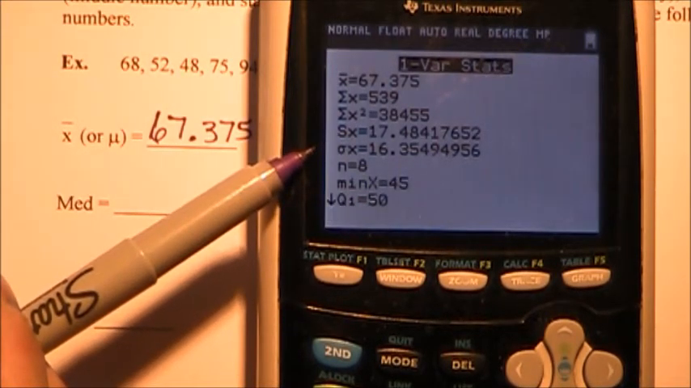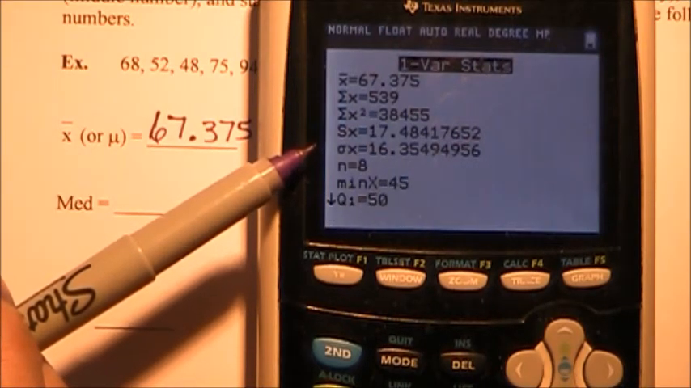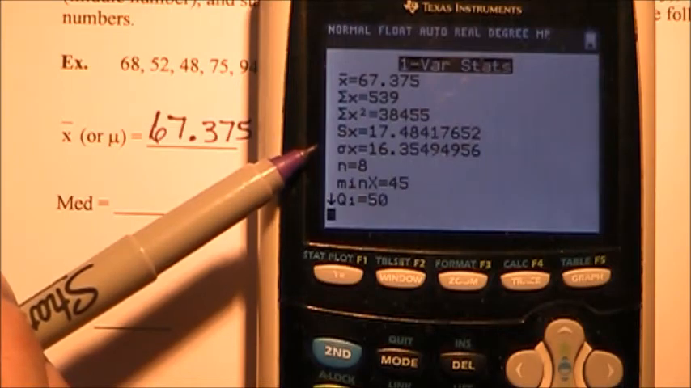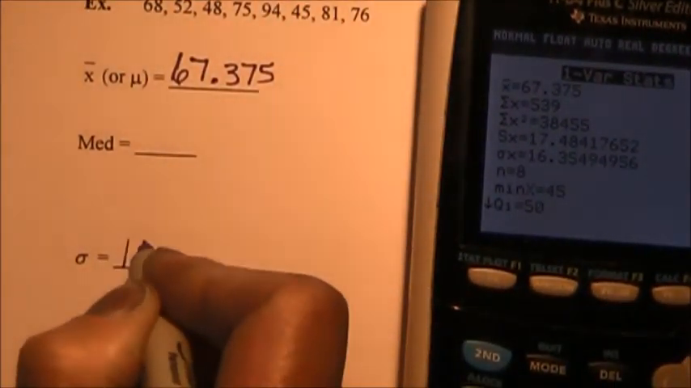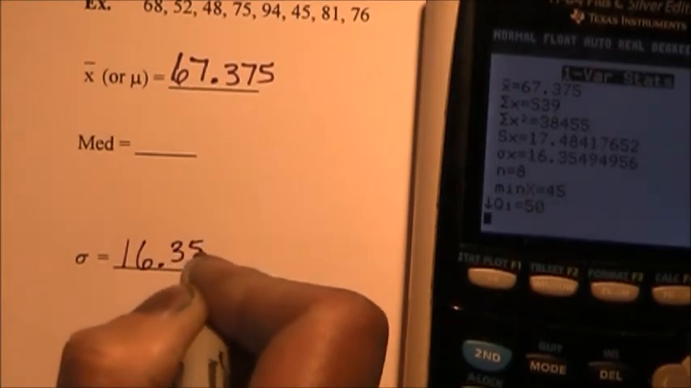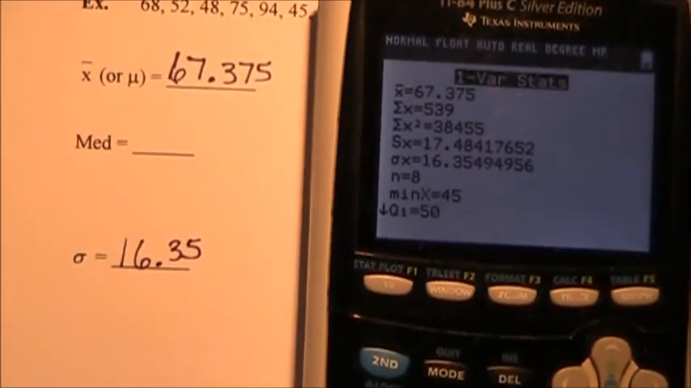We write our standard deviation to 2 decimal places. Very rarely does it tell us where to round them to, so we will just write them to 2 decimal places. So for our standard deviation, we get 16.35.